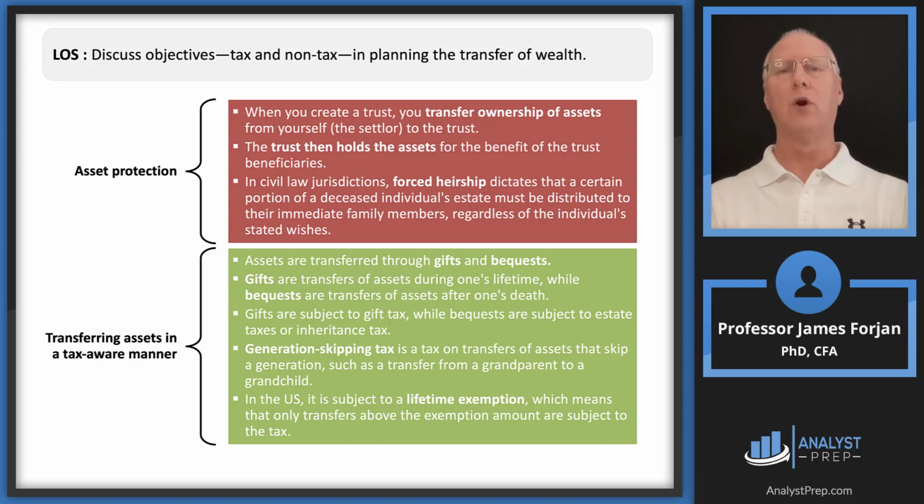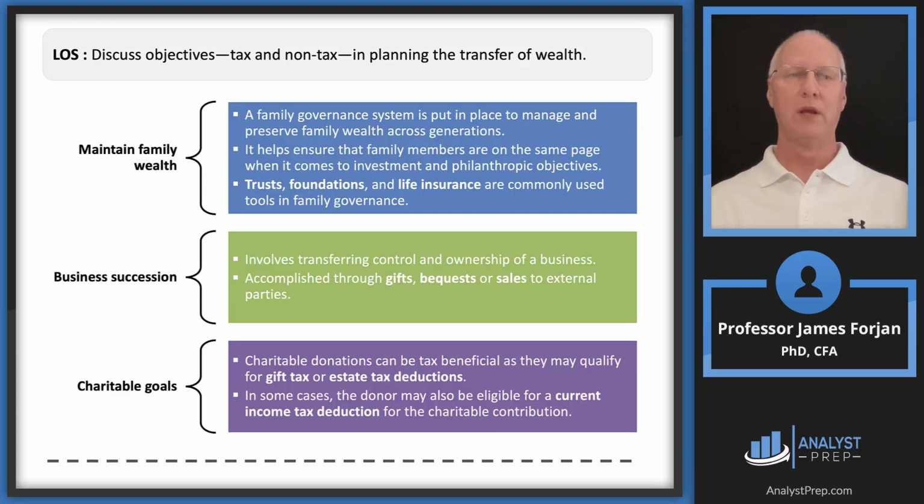All right, asset protection, of course. We do this a number of ways, but notice that very top there, transfer ownership to a trust or to somebody else. Transferring assets in a tax-aware manner. So this is important. This is all part of estate planning. When we go ahead and transfer those assets, we want to make sure that we end up with a minimum tax liability. We want to maintain family wealth. We want to make certain that we have some family members who are going to be in line. And of course, this has to be consistent with our charitable goals.